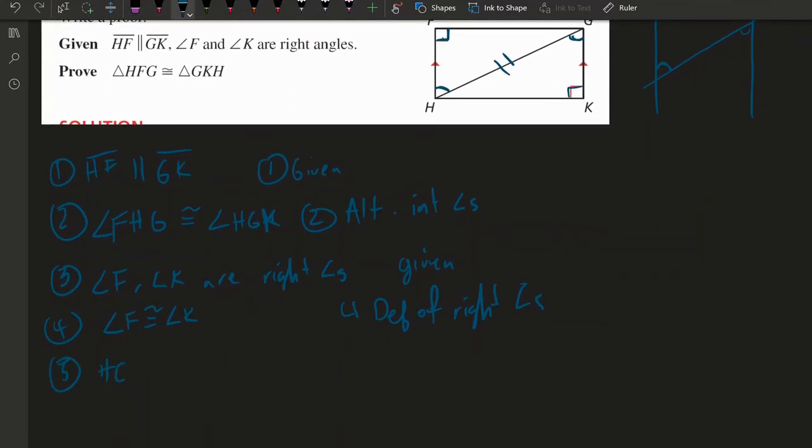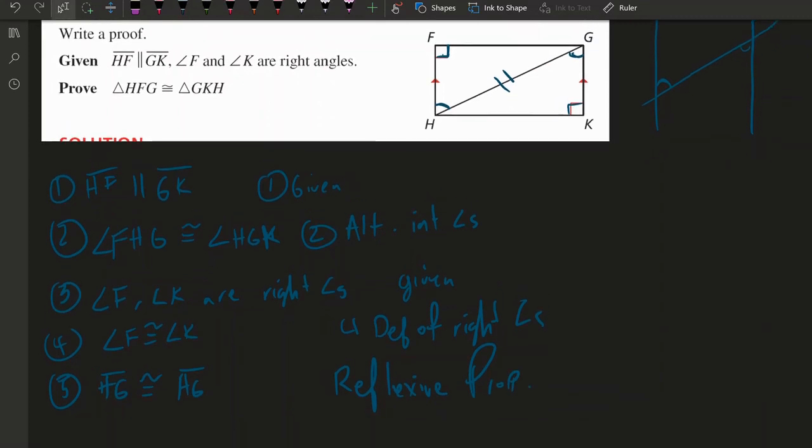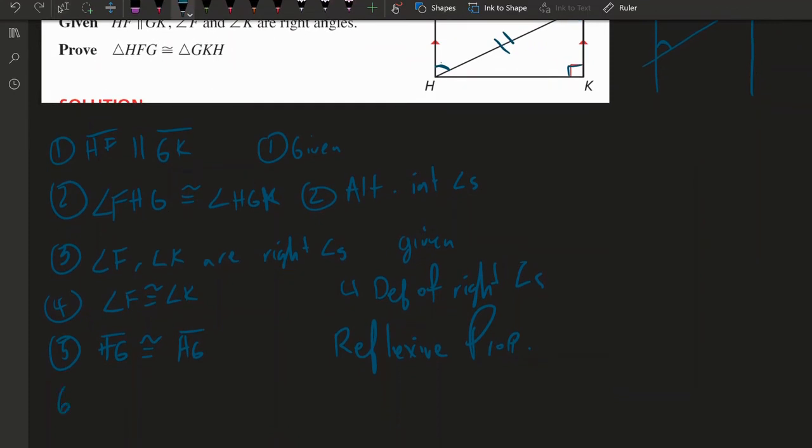Step 5, HG is congruent to HG, and that is because of the reflexive property. And so now I've got angle, angle, side, so I can say, step 6, triangle HFG is congruent to triangle GKH because of angle, angle, side congruence.